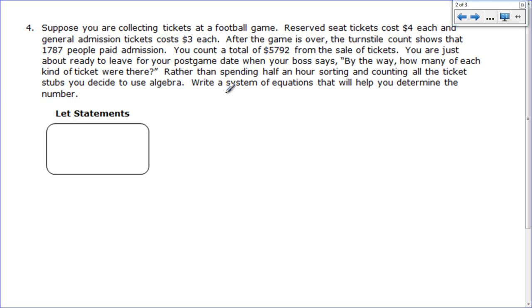So let's first talk about the 2 things we have. We're talking about tickets at a football game, and there were 2 kinds. There were reserved seat tickets and general admission tickets. So I've got to do let statements. So I'm going to let X equal reserved seats, and I'm going to let Y equal general admission.